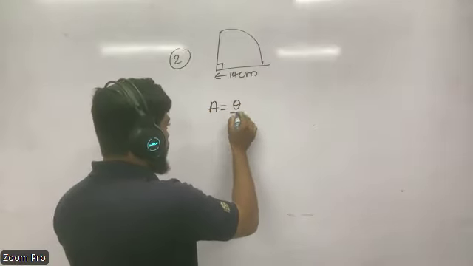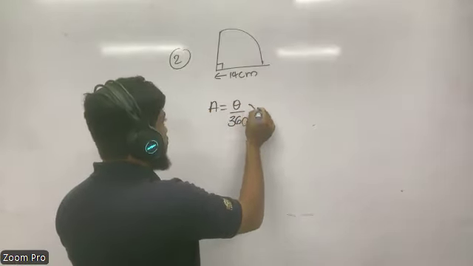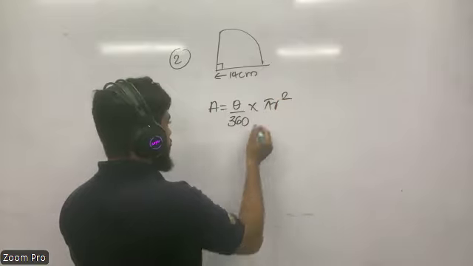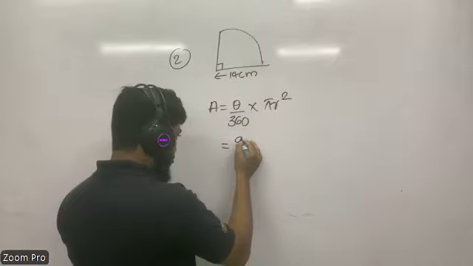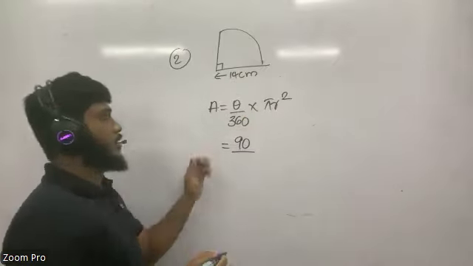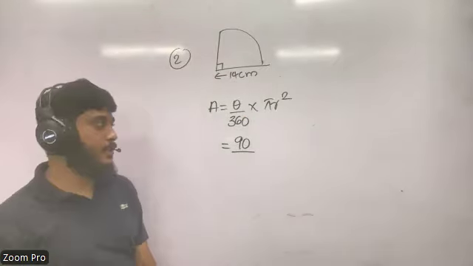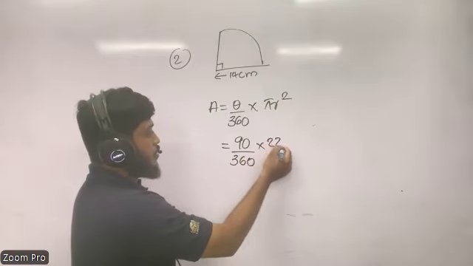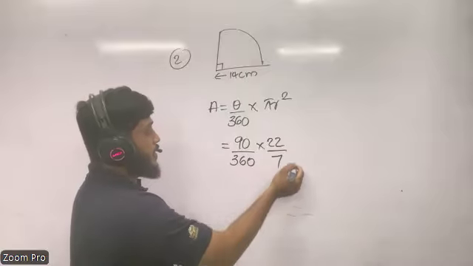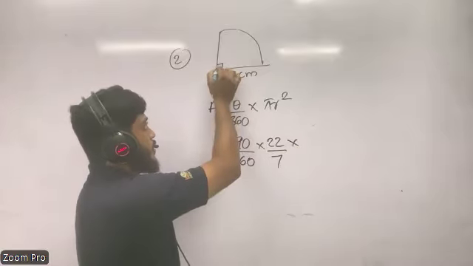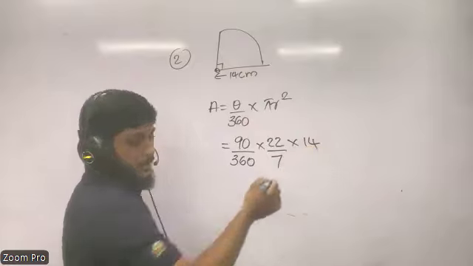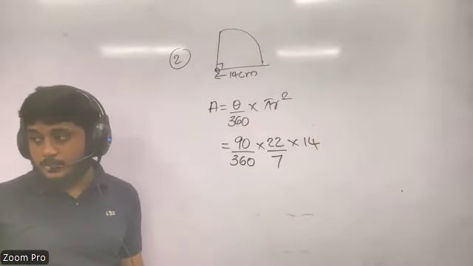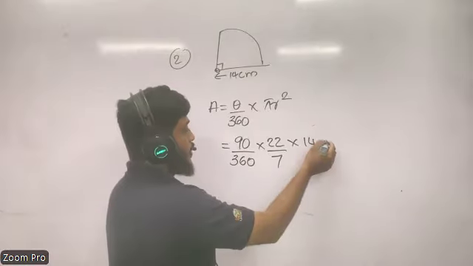Area equals theta over 360 into pi r squared. Theta is how much, Buddha? 90. So I can write 90 over 360. For pi, I can write 22 over 7. For the radius, from center to this one, it's 14. Radius is 14. So how many times 14 should I write? You write 14 two times.